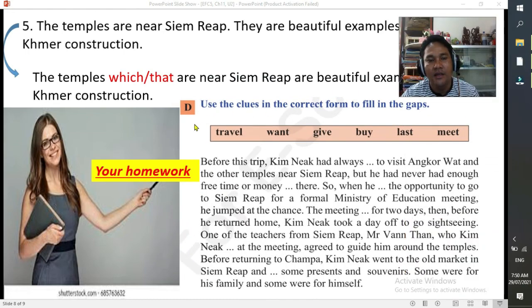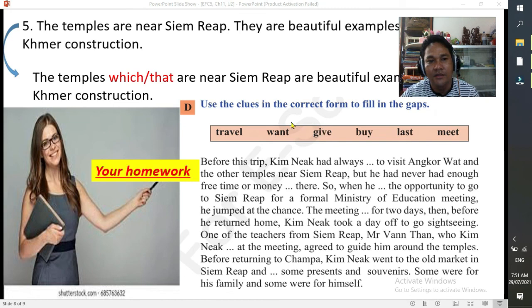You can look at your textbook, everyone. Look at your textbook. Use the clues and the correct form to fill in the gaps. These are the clues. Like when you study mathematics, they always tell you the clues.